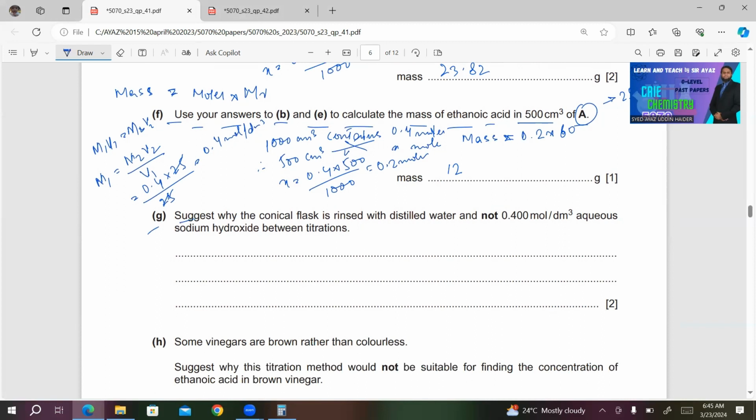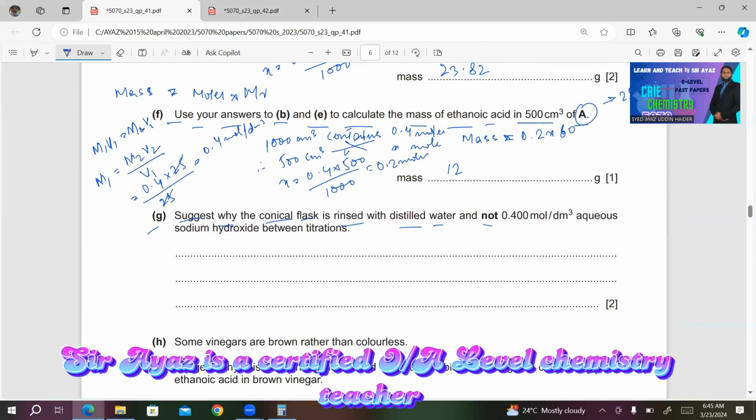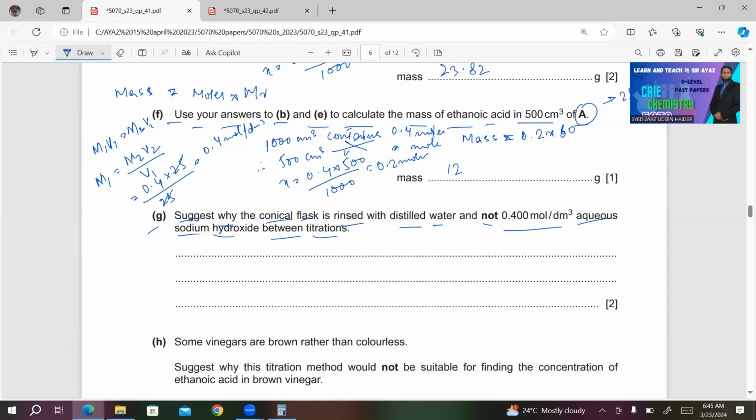G. Suggest why the conical flask is rinsed with distilled water and not 0.4 mole per dm cube aqueous sodium hydroxide between titrations. So distilled water is used to remove any chemicals present in it. We can't use NaOH because definitely some of the sodium hydroxide would remain in the flask and more ethanoic acid would be needed. So you can write any two from these statements.